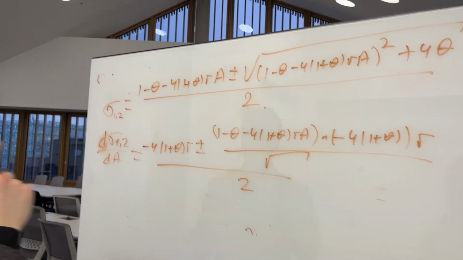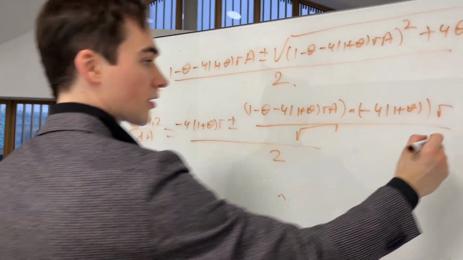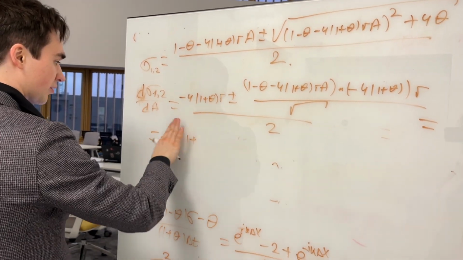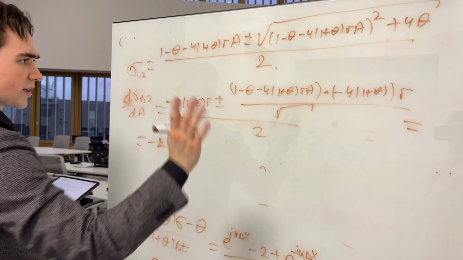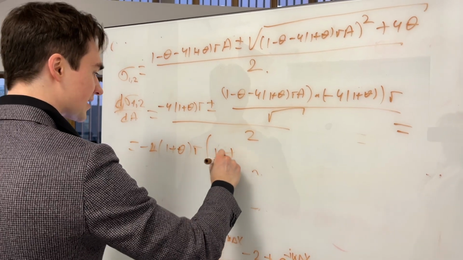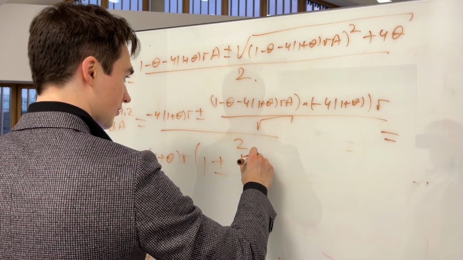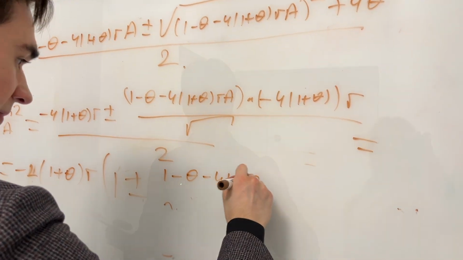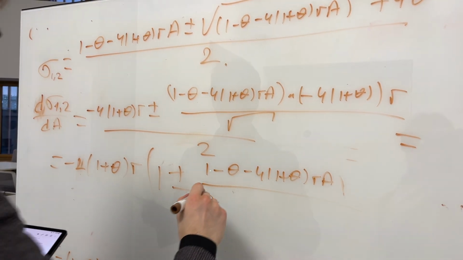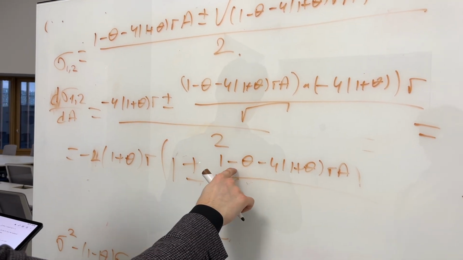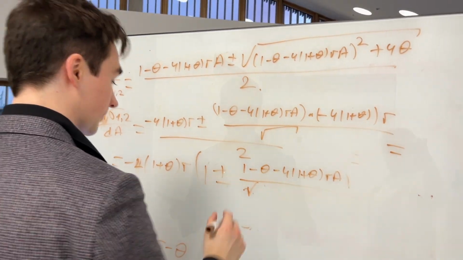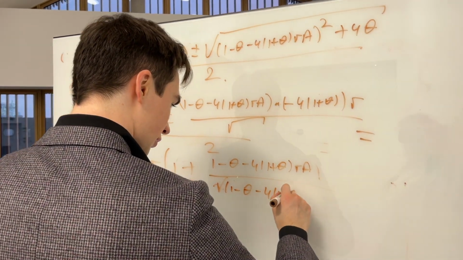And we can see that actually if we factor out minus 2, well, we divided everything by 2. And here will be 1 plus minus, well, this is a very important part. And here's the square root, it will be the same as this one, but also with plus 4 theta. So that's why we will have an interesting conclusion.